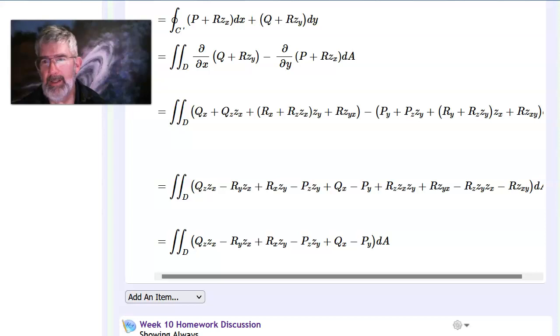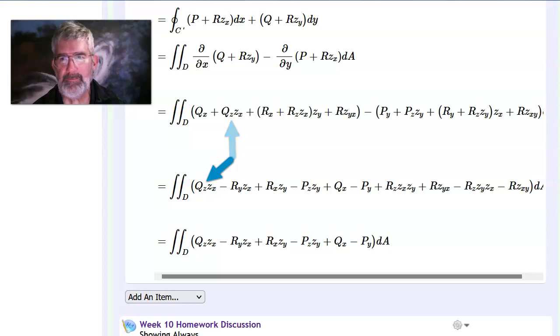Now, I'm going to distribute a whole bunch of stuff through. Am I rearranging things yet? Yes, I am. So I'm distributing this z sub y into there. I'm distributing the minus sign into this and that into there. And I'm collecting things that have z sub x in it. So this term right here is right there. And the minus r sub y z x is that one right there.